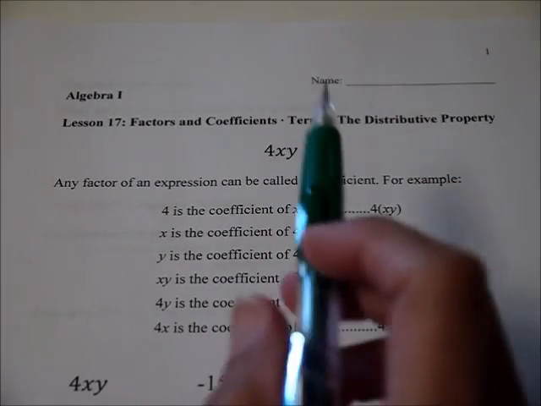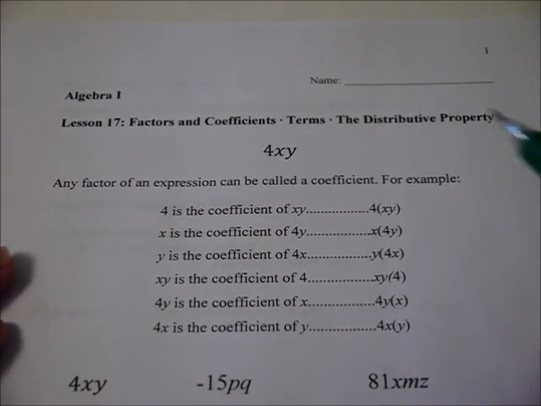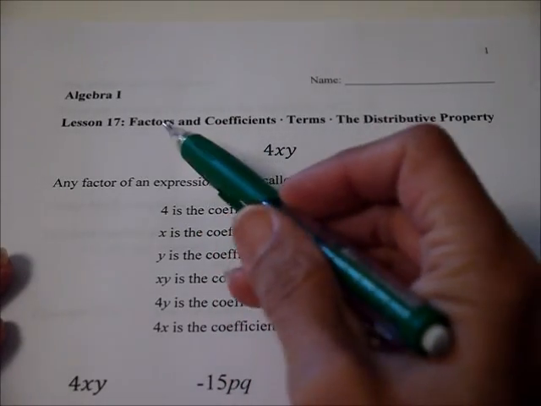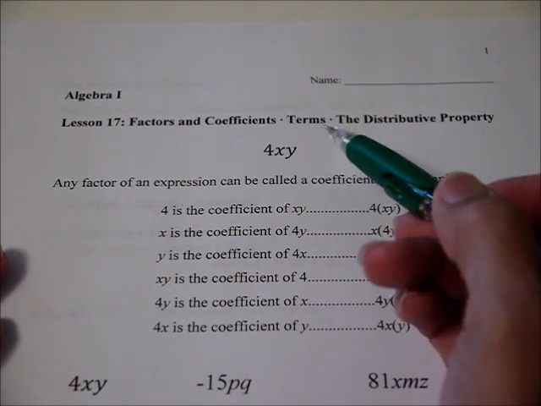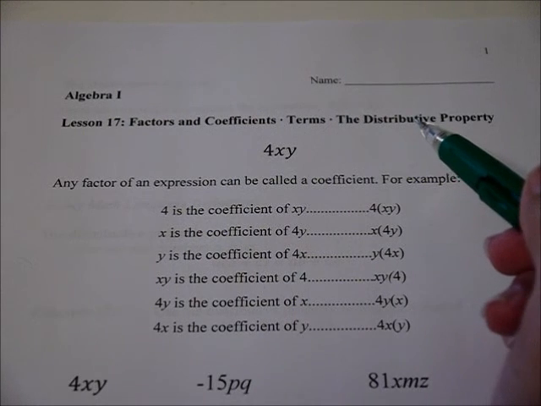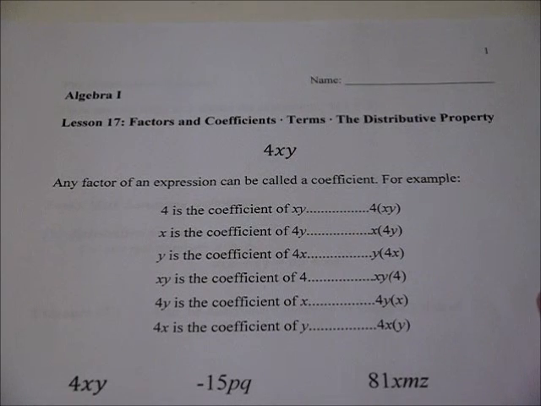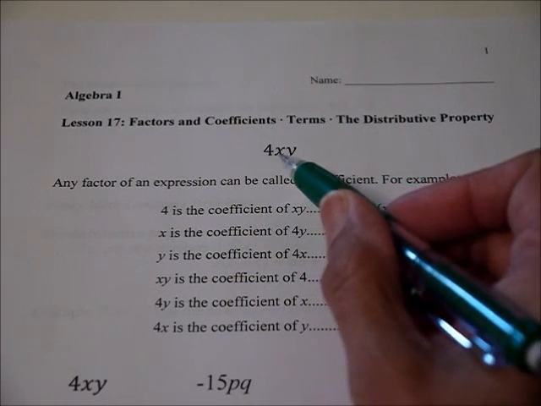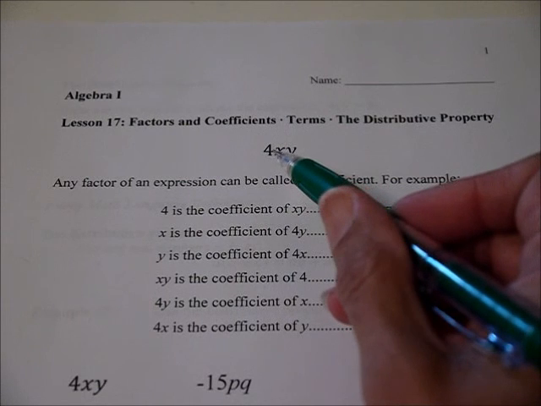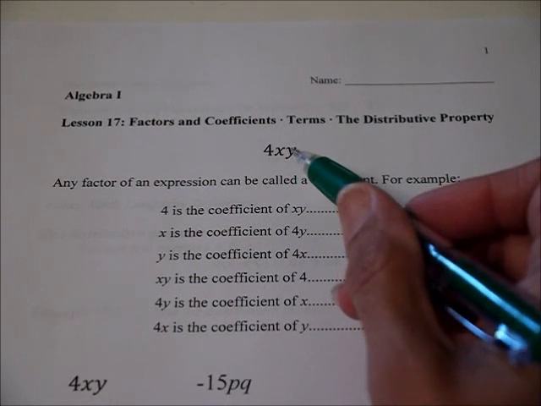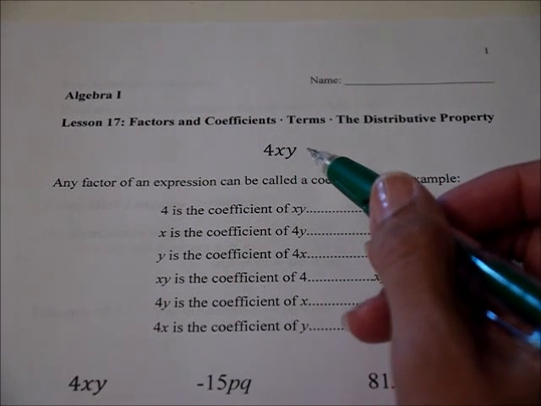This lesson talks about some vocabulary words, especially the words factors, coefficients, and terms, and then we're going to talk about another property. So let's first talk about the idea of coefficients. Look at this, 4xy. What this means is 4 times the variable x times the variable y.